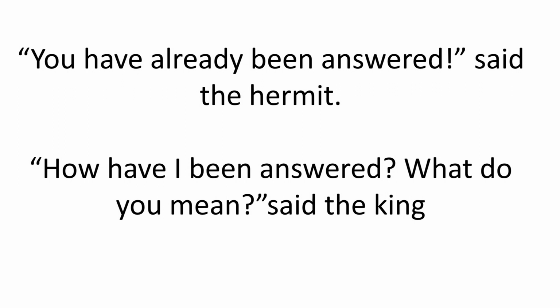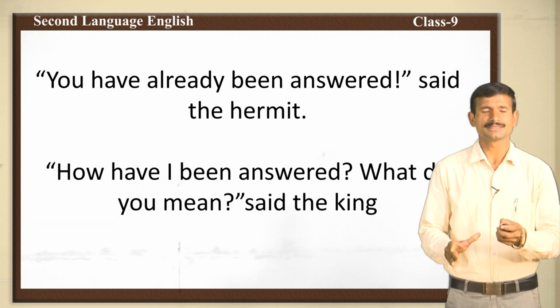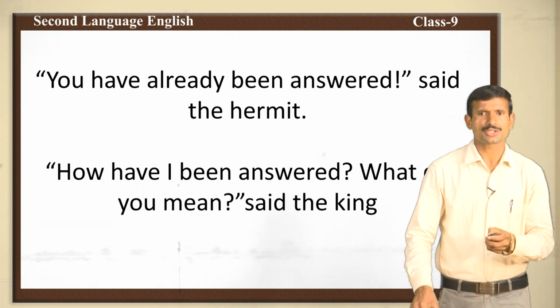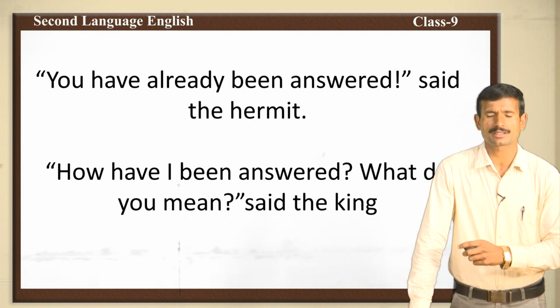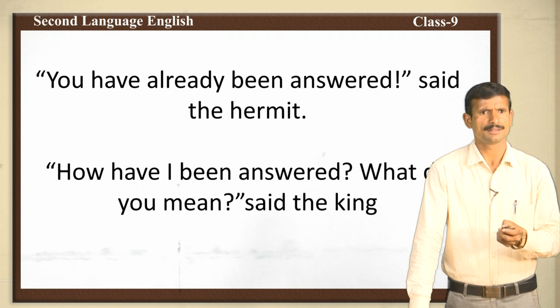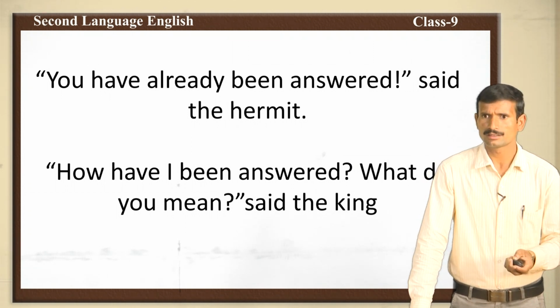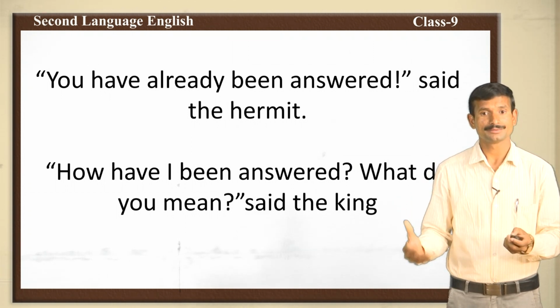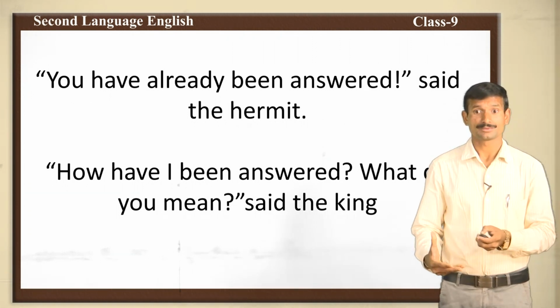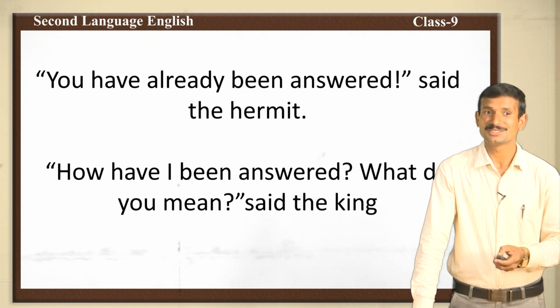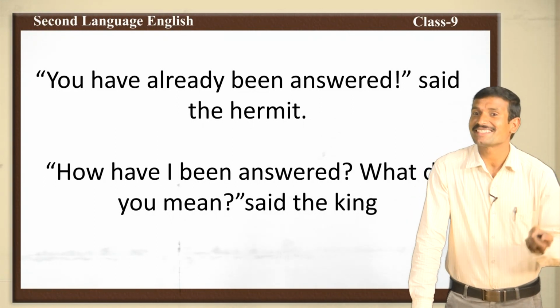"You have already been answered," said the hermit. "How have I been answered? What do you mean?" said the king. See the difference between the two conversations. First one, you have already been answered. The king was surprised. When did I answer? He couldn't realize anything. Yes, now the hermit explains everything.